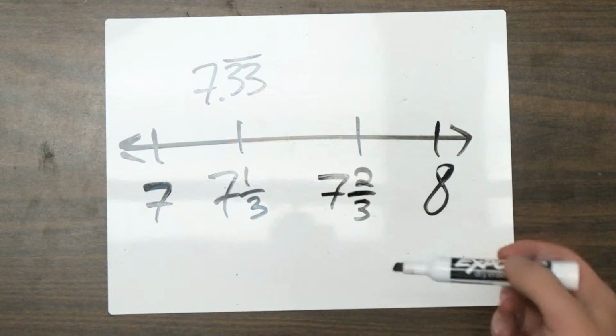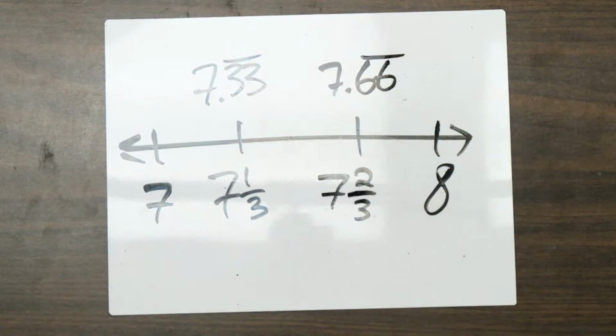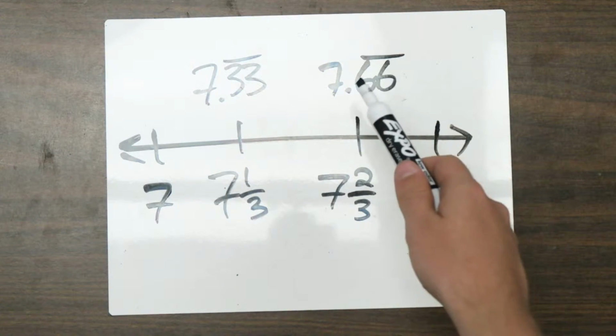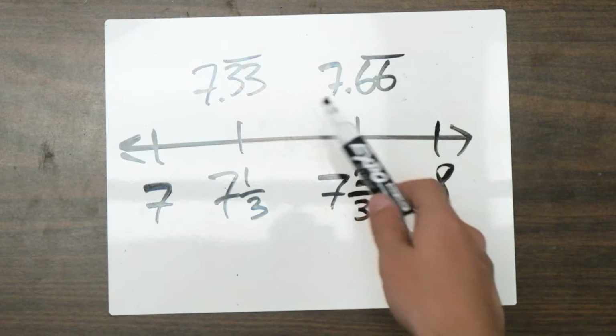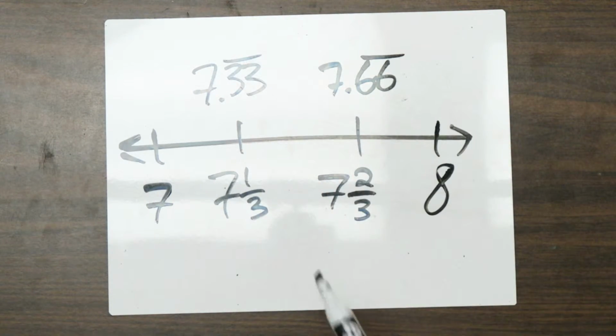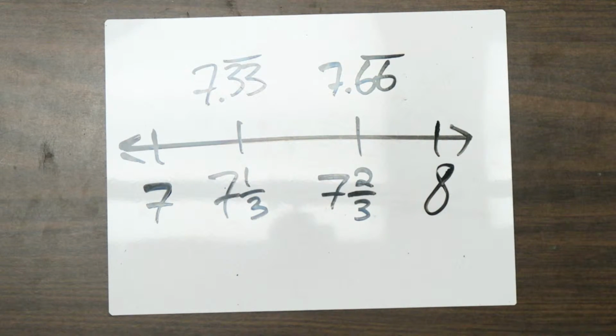When we get here, we're 2/3 of the way there, and we can write that as 7 2/3. The equivalent decimal for 2/3 is 0.66 repeating. This line represents that this number will just repeat itself forever. So these 3's go on forever, these 6's go on forever, but we write the line so that we don't have to write it forever, because ain't nobody got time for that.